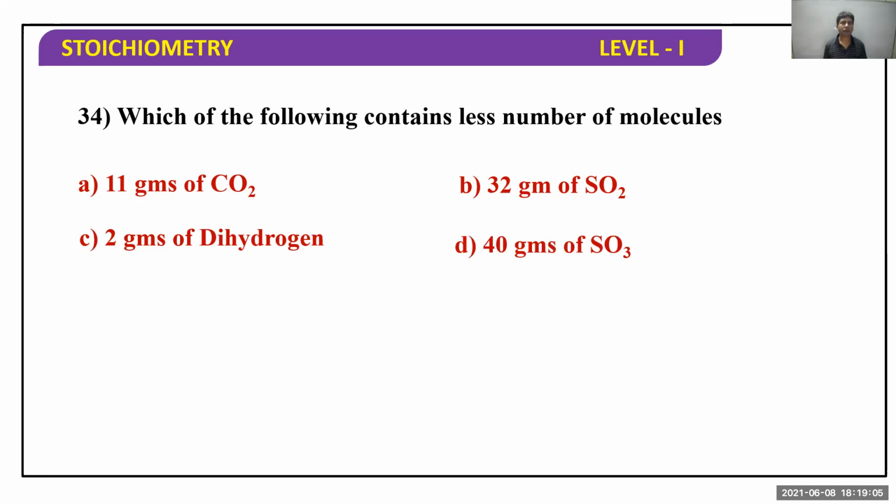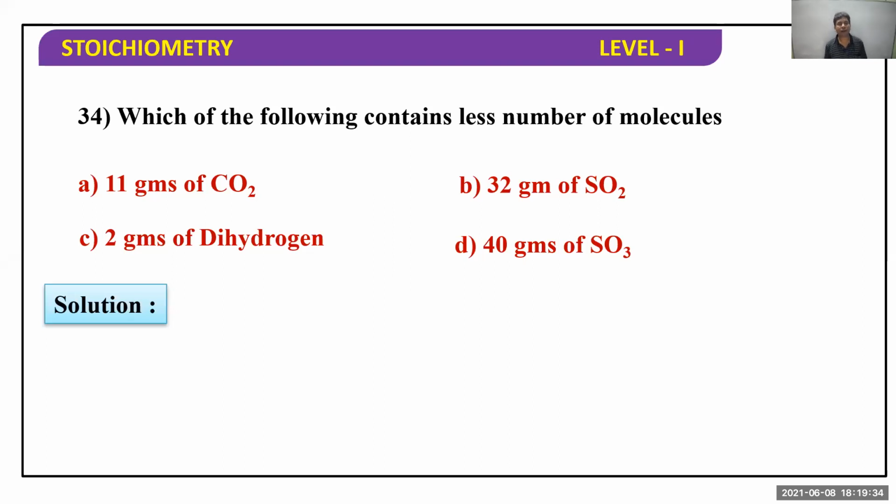So, which contains less number of molecules? Calculate in this way. 11 gram carbon dioxide means 11 divided by 44. 44 is the molecular weight of carbon dioxide. 11 divided by 44 is the number of moles, into Avogadro number means number of molecules.